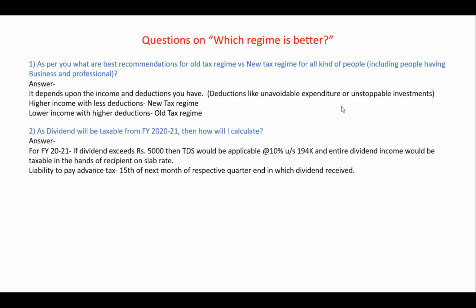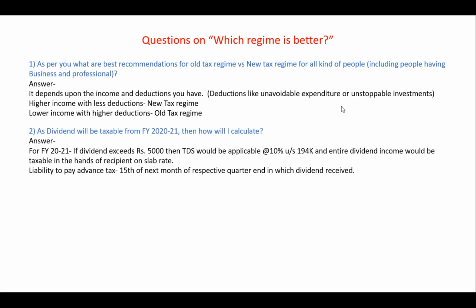I do get questions relating to dividend. As per Budget 2020, dividend is taxable in the hands of investors. Earlier, the company was supposed to pay the dividend distribution tax, due to which the dividend was exempt in the hands of investors up to rupees 10 lakhs. Beyond that, 10% was applicable. But after Budget 2020, dividend is taxable in the hands of investors.